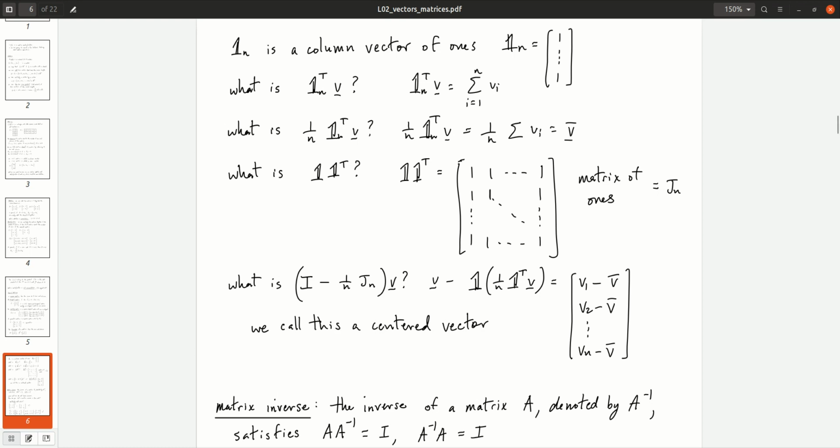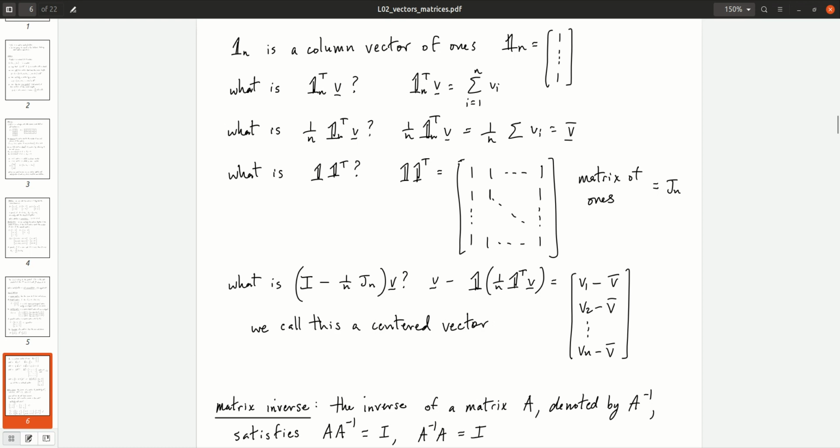For statistics, here's one reason it's useful. If we do 1 over n times 1 transpose v, we get 1 over n times the sum of vi. This is just the average of the entries of v. Since 1 is an n by 1 vector and 1 transpose is a 1 by n row vector, we can multiply them together and the outcome is going to be an n by n matrix. If you think about what this matrix multiplication is, it's just a big n by n matrix where every entry is 1.